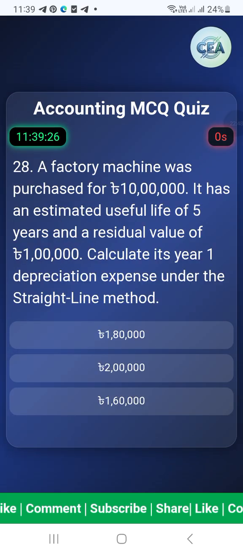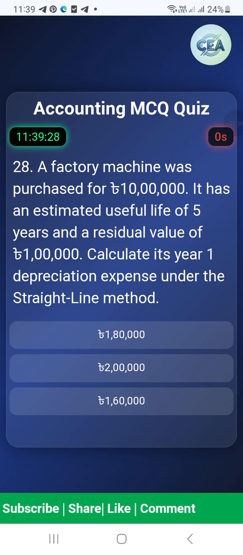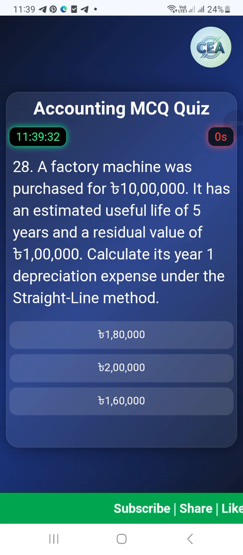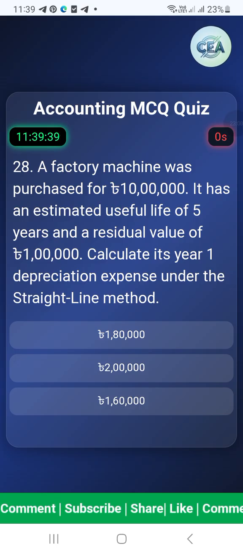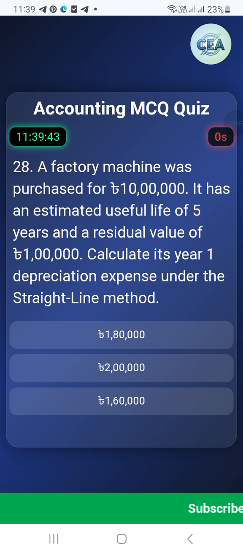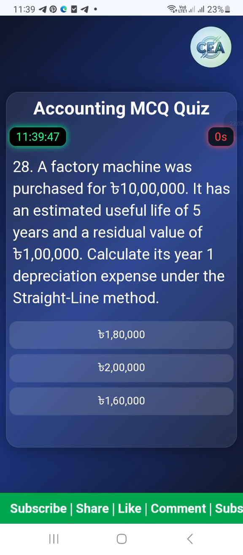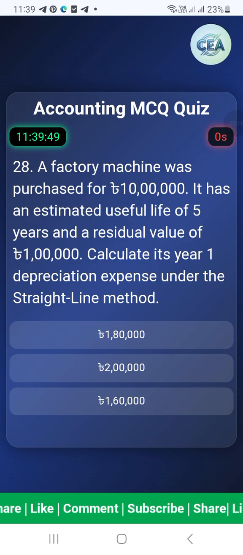28. A factory machine was purchased for 1 million takas. It has an estimated useful life of 5 years and a residual value of 100,000 takas. Calculate its year 1 depreciation expense under the straight line method. Option 1. 180,000 takas. Option 2. 200,000 takas. Option 3. 160,000 takas.